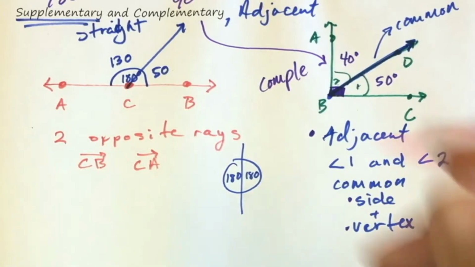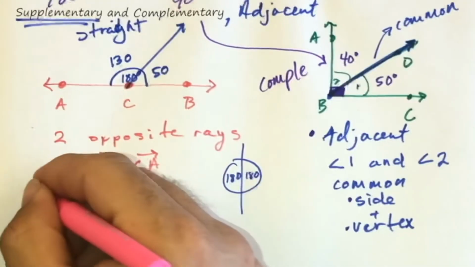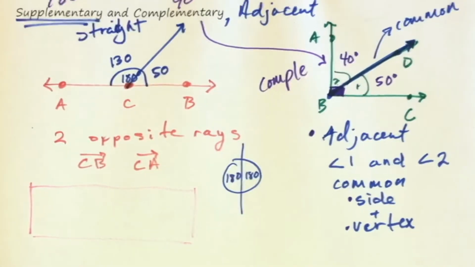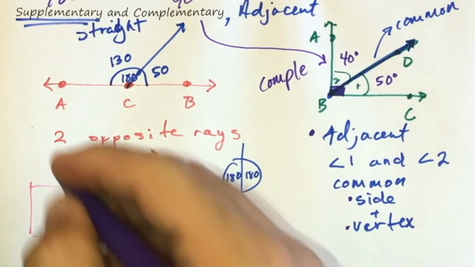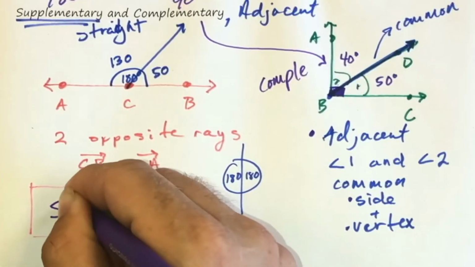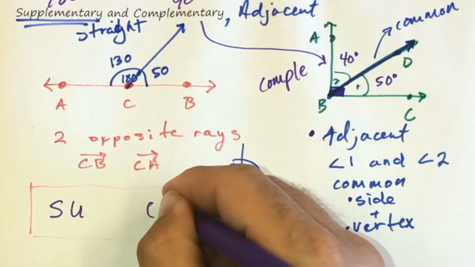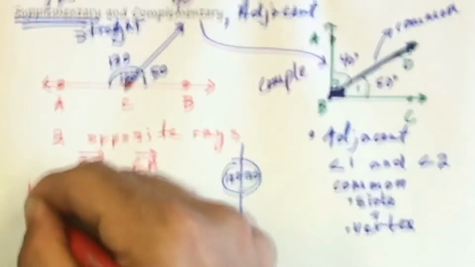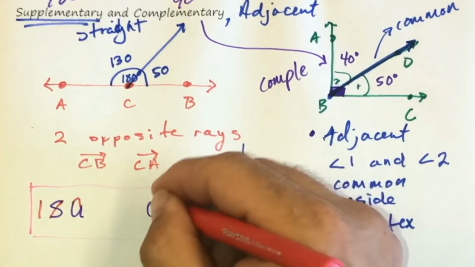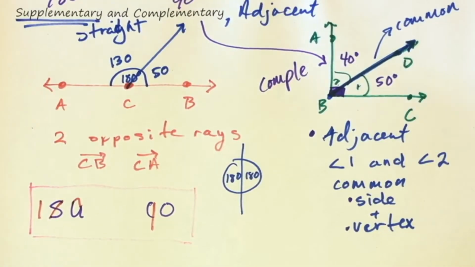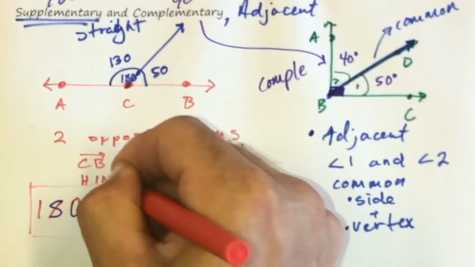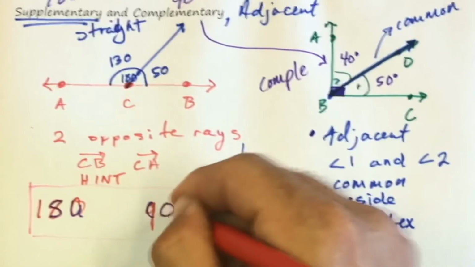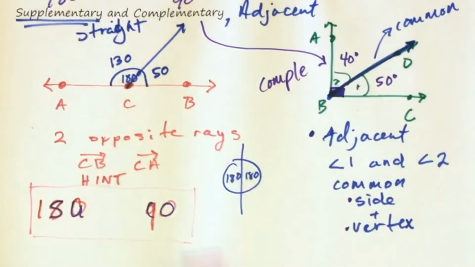One way I remember that is if you take the first two letters of supplementary and the first two letters of complementary, I could make a 180 out of supplementary, and I could make a 90 out of complementary. This is my way of remembering 180 for supplementary and 90 for complementary. And that's just a little side note.